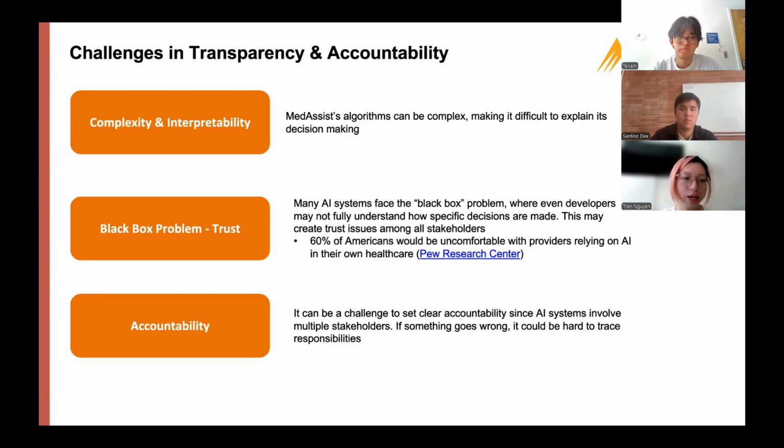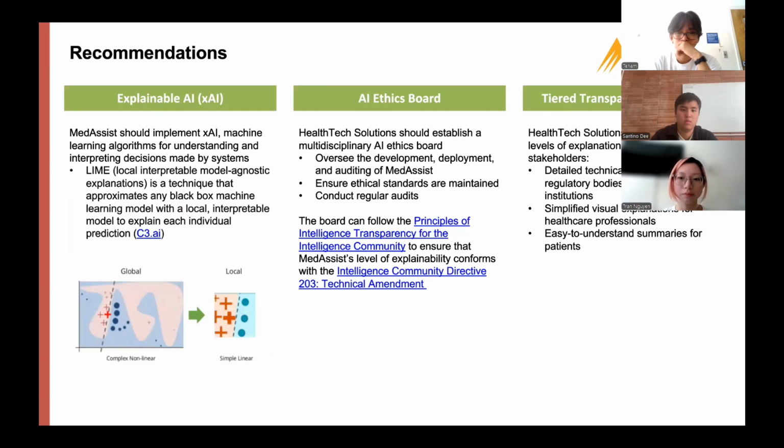And the last challenge is accountability. It is really hard to establish clear accountability because AI systems involve many stakeholders, from data scientists and developers to healthcare practitioners. So it can be unclear who is responsible if something goes wrong. And from that, we'll have some recommendations that Meta-assist can provide.